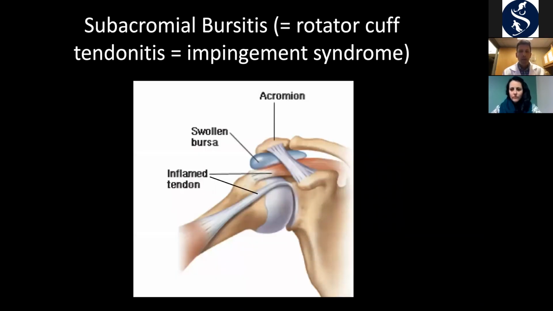So rotator cuff disease, we'll start there. Rotator cuff problems are really a spectrum. I'd say people oftentimes just present with what we call subacromial bursitis. This is really a catch-all term, and you might hear it called other things, which is actually equivalent. So rotator cuff tendonitis and impingement syndrome and subacromial bursitis, these are really all the same things. And this drawing really shows this.